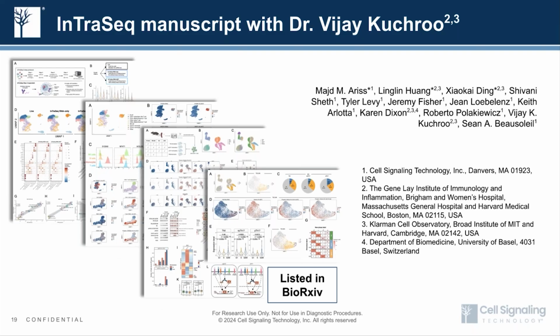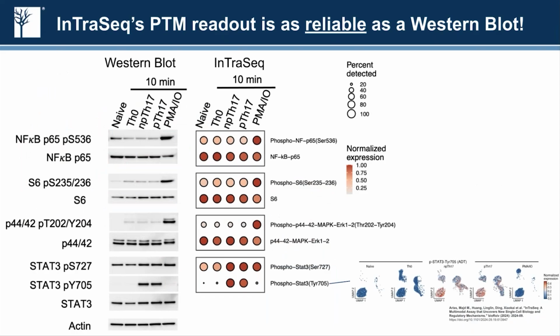It's currently online. So when we started this collaboration, we wanted to understand how robust is the signaling pathway with InTraSeq. So traditionally, when you measure phosphorylation events, it's done on a Western blot experiment, where here, for instance, when you look at phospho-NF-kappa B at serine 536, we took naive T cells and we compared them to different stimulation levels for 10 minutes. And we have the PMA as a positive control. We have pathogenic Th17, non-pathogenic Th0, and the naive, like I mentioned earlier. And we find that phospho-NF-kappa B is upregulated in the PMA compared to the remaining conditions.